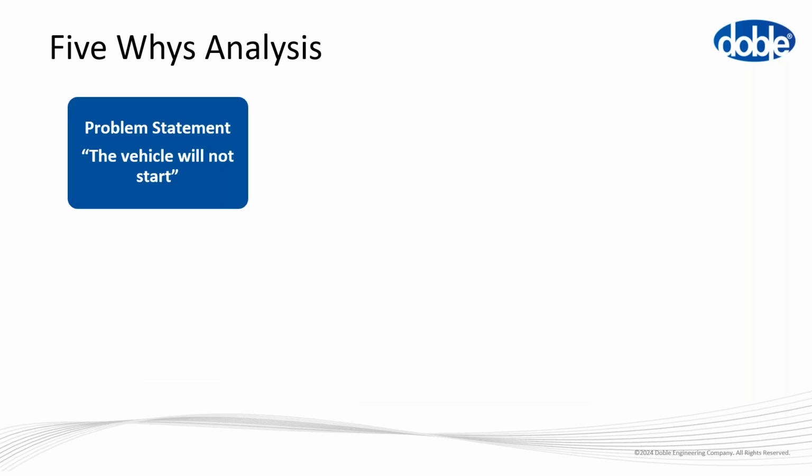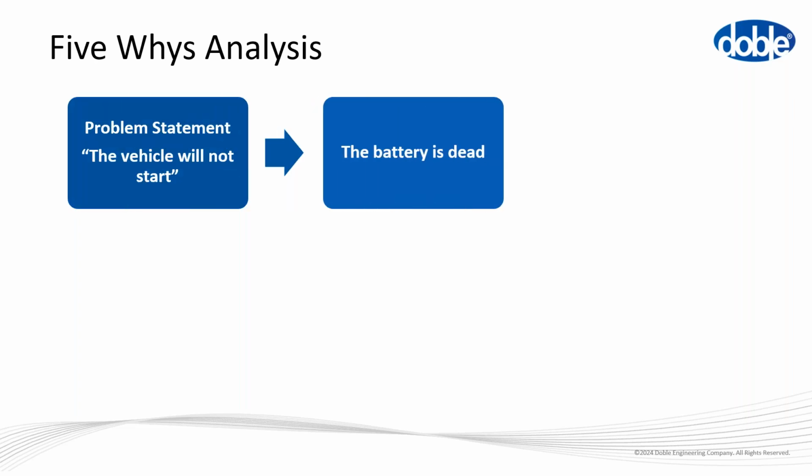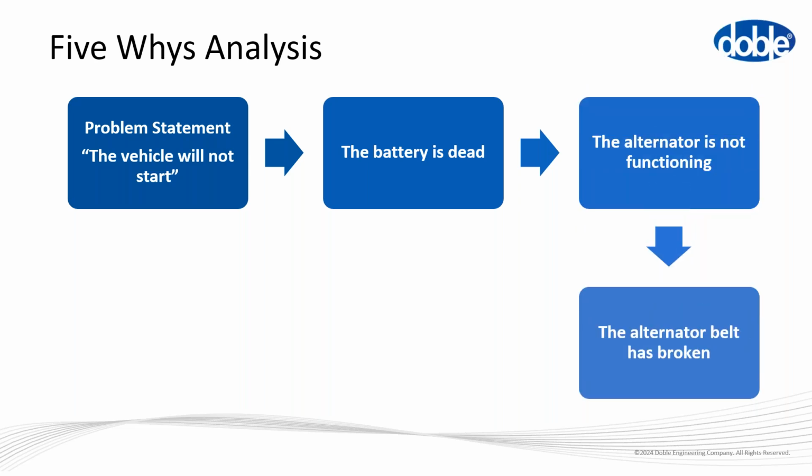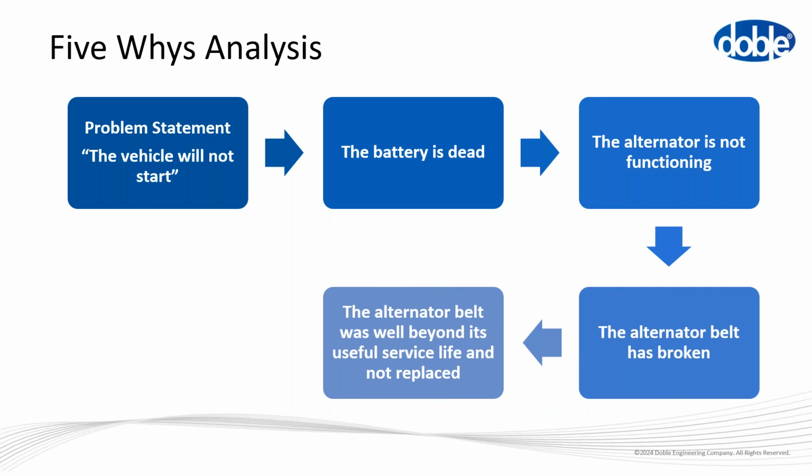Another simple example, again, probably familiar to people. Why won't my car start? Well, the battery's dead. Why is the battery dead? Well, the alternator that charges the battery isn't functioning. Why isn't it functioning? Well, the belt is broken. Why is the belt broken? Well, it was beyond its useful service life and hadn't been replaced.